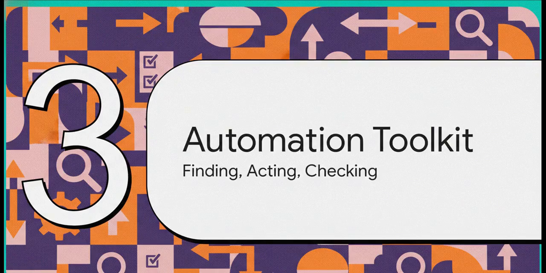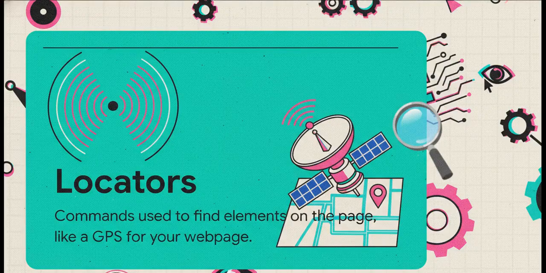Now that we're all set up, let's look at the basic toolkit Cypress gives us. Honestly, it all kind of boils down to 3 core things you need to do: finding stuff on the page, acting on that stuff, and then checking the results. First up, finding things. You can't click a button if you can't find it, right? In Cypress, the commands you use to find things are called locators. They're basically a GPS for your web page.